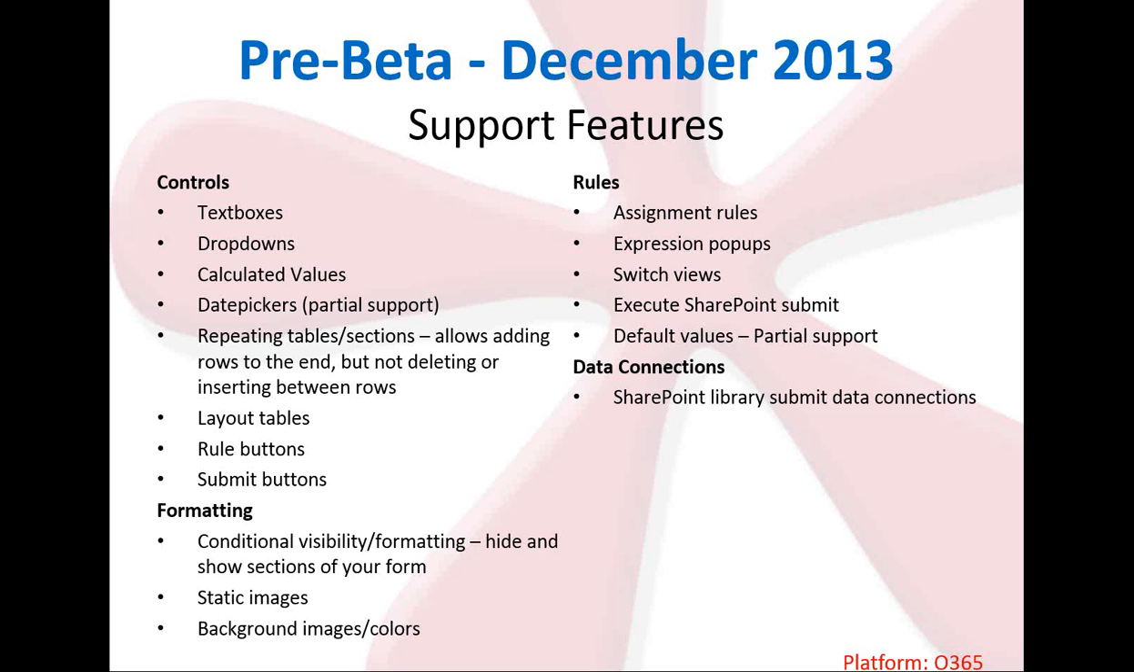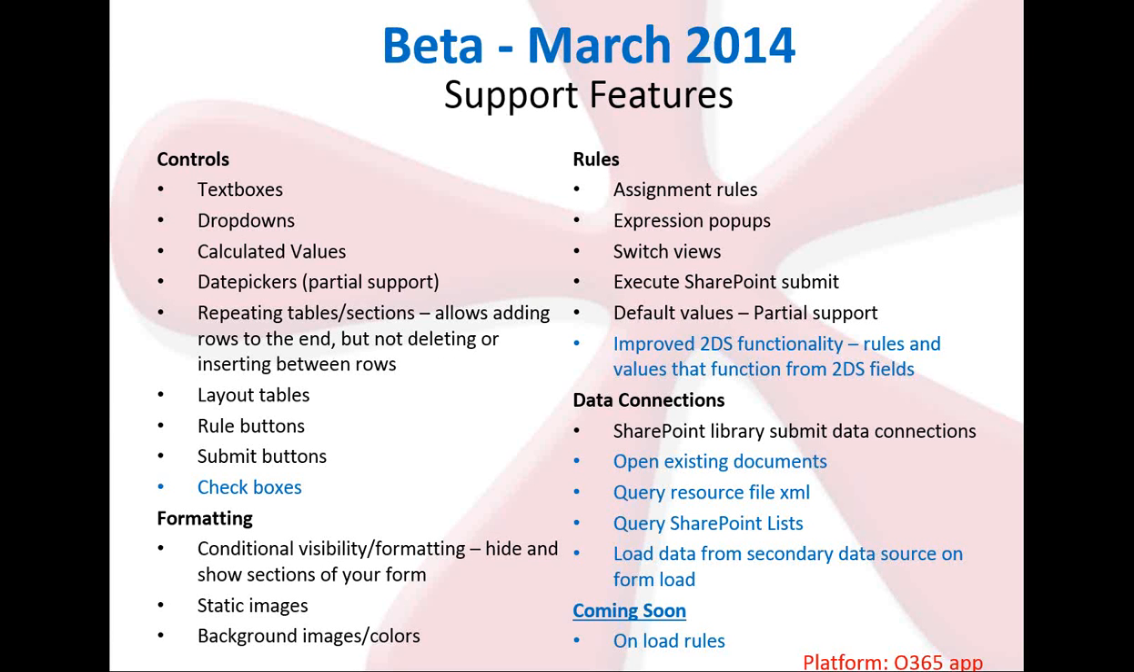So this is a detail of those pre-beta support features that we were working on back when we were expecting that release and our announcement of InfoPath. And the platform that was supported is Office 365, and that was kind of an admin code deploy situation. Now our beta, March 2014, we have a few more controls built in, and we've really focused on that secondary data source functionality, rule validation, and secondary data source fields, and really those data connections as well. And we're working on a form load rule. And we're at the point where it's supported on Office 365 as an app.